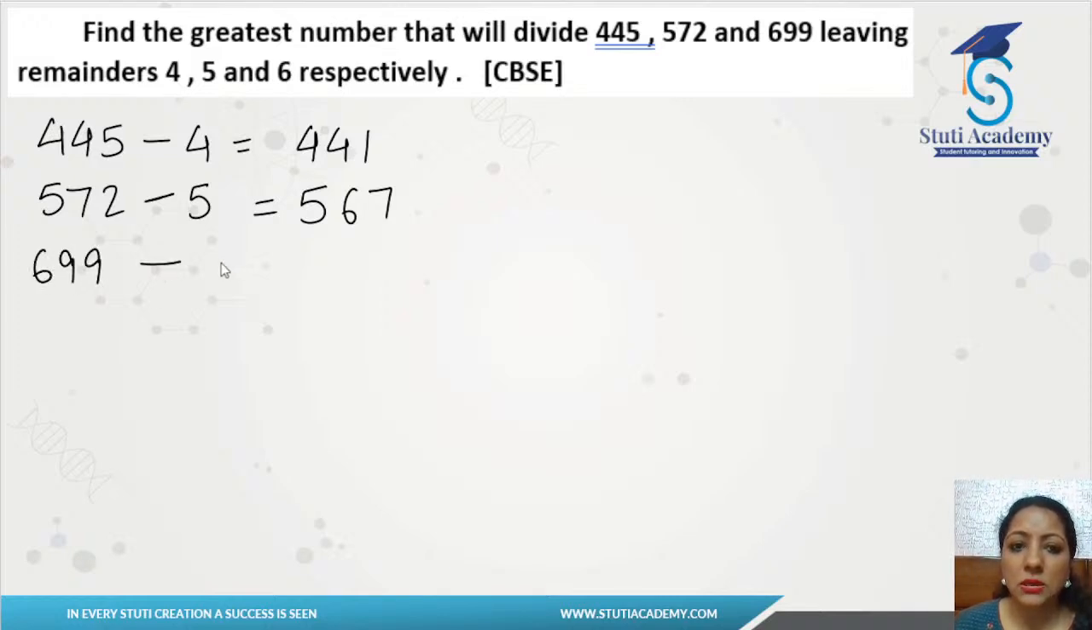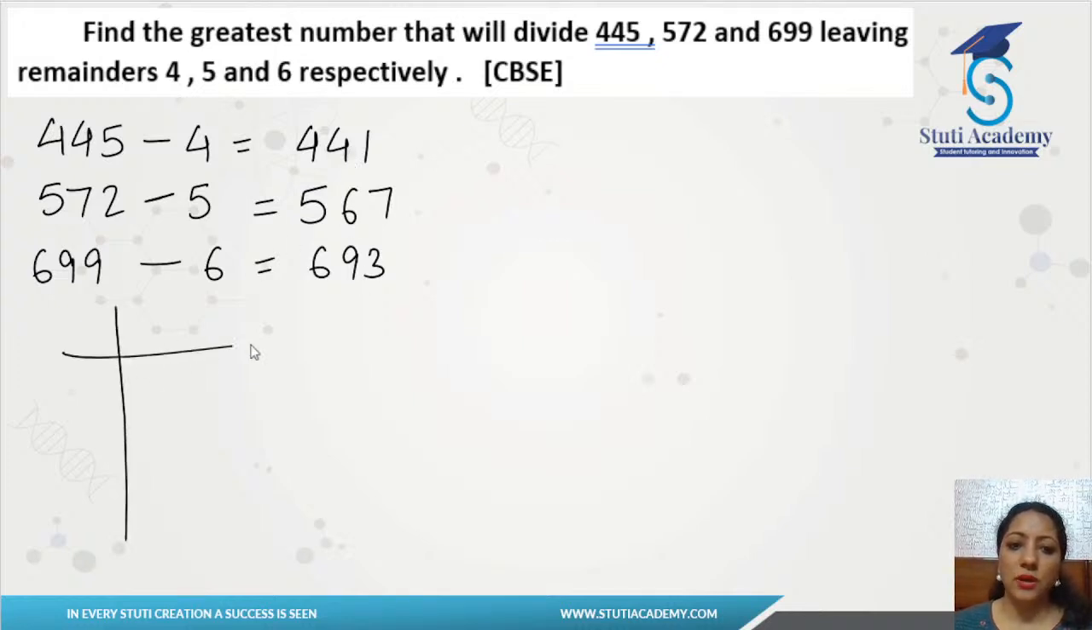699 leaves remainder 6. We are going to get 693. Now we are going to look for the greatest number that will divide 441, 567 and 693. That means we are looking for HCF of these three numbers. So let's take this 441.